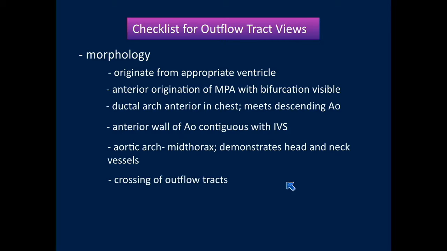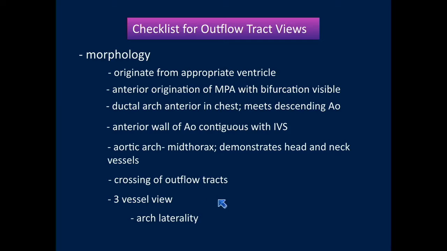So for instance, if you have what you think is a ductal arch that demonstrates head and neck vessels, largely speaking, that's probably an anterior transposed aorta, not a PA. And finally, demonstrate crossing of the outflow tracts in one of the techniques that I've just shown you.